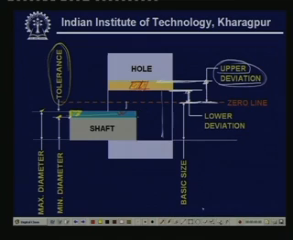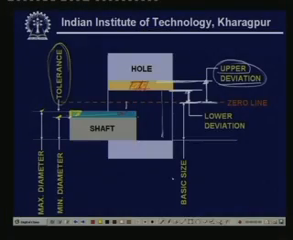That means, upper deviation refers to the word always, which gives you the maximum dimension, and lower deviation on the other hand gives you the idea of the minimum dimension. So, this is the lower deviation and upper deviation as I have told you. Now, all these deviations referred to in this particular figure are always measured with respect to the 0 line or the basic size.